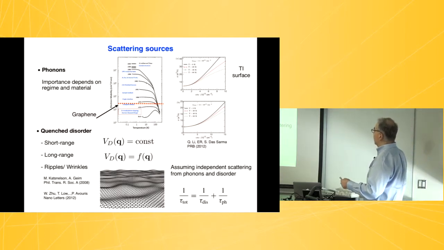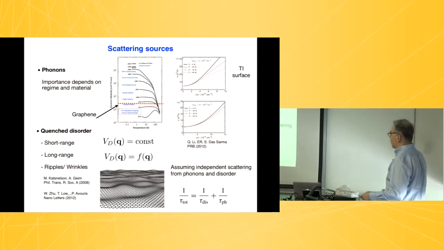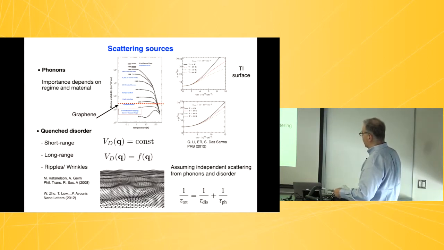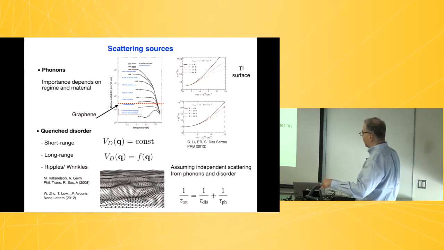So the point of this slide is that if you're talking about 2DEGs at room temperature, phonons are the dominant source of scattering. If you're talking about graphene, we're talking about quenched disorder, so impurities. And these impurities I would like to classify into 2 main categories: short-range impurities, in which in momentum space the profile of the potential disorder is basically just a constant, or long-range impurities, in which this is not a constant but depends on q. And then you have other kinds of disorder in systems like graphene, basically ripples or wrinkles, that you can fold back into a special type of long-range disorder.